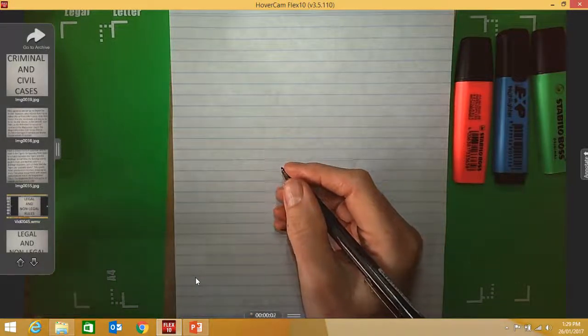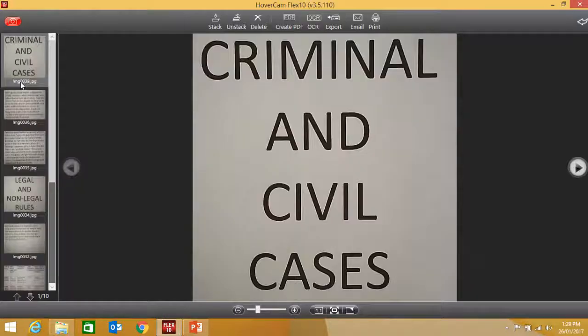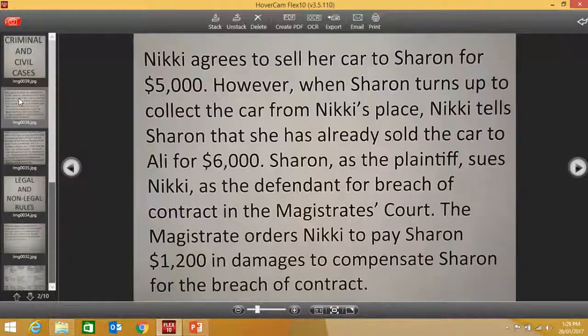In this video, we're going to look at how to answer a question that requires us to explain whether a particular case is a criminal case or a civil case. The scenario we're looking at is as follows. Nikki agrees to sell her car to Sharon for $5,000. However, when Sharon turns up to collect the car from Nikki's place, Nikki tells Sharon that she has already sold the car to Ali for $6,000.